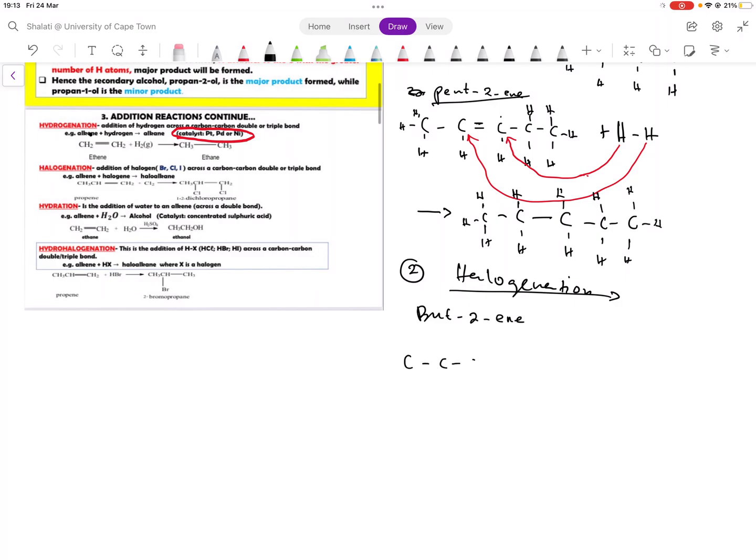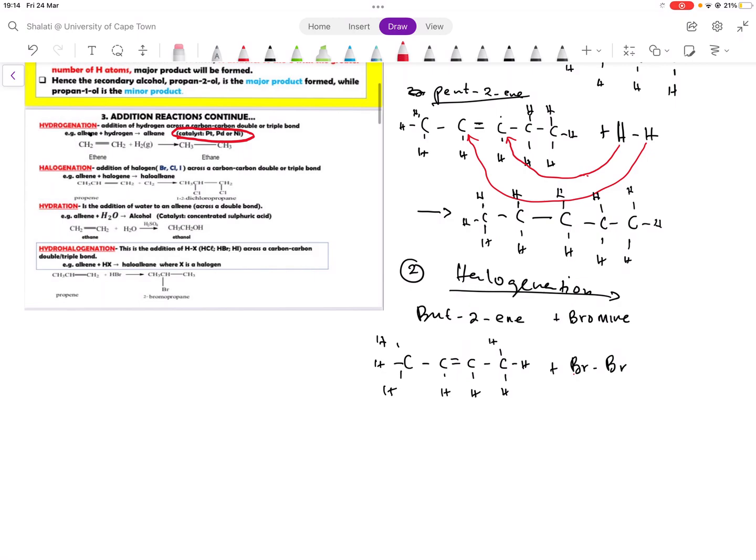4 carbons. At number 2 I have a double bond. The first one has 3 hydrogens, the second one has 1 hydrogen, the third one 1 hydrogen, 1, 2, 3. So the halogen that I'm going to use is bromine. So it's a Br bonded to another Br. Okay, again this is a diatomic element.